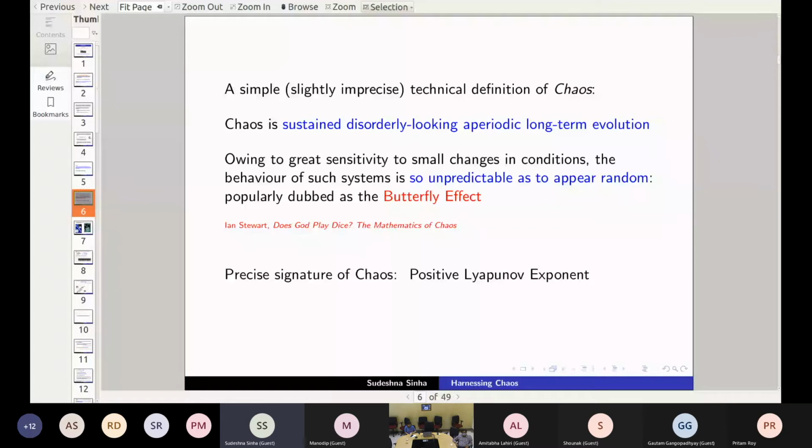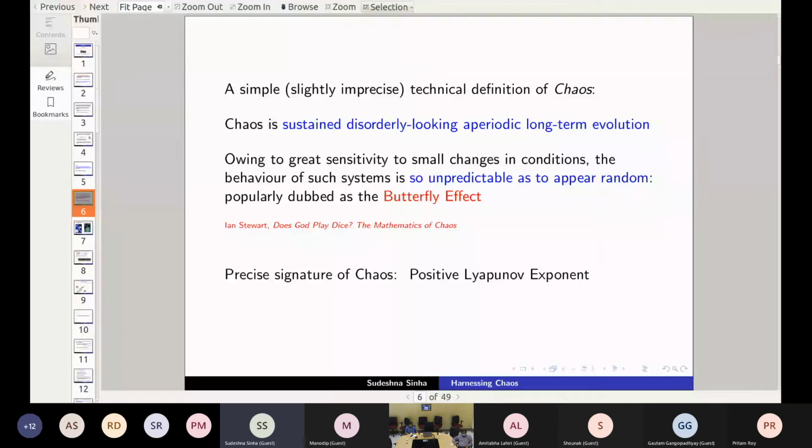Of course, the precise signature of chaos is a positive Lyapunov exponent. I will not put it down exactly here, but it is a quantitative signature, which tells you on average how fast two infinitesimally close trajectories fly apart in phase space. So it tells you how these outcomes become extremely different, extremely soon in some ways.